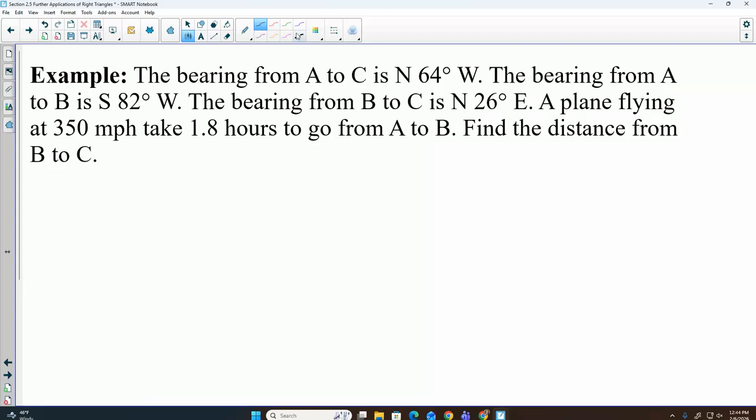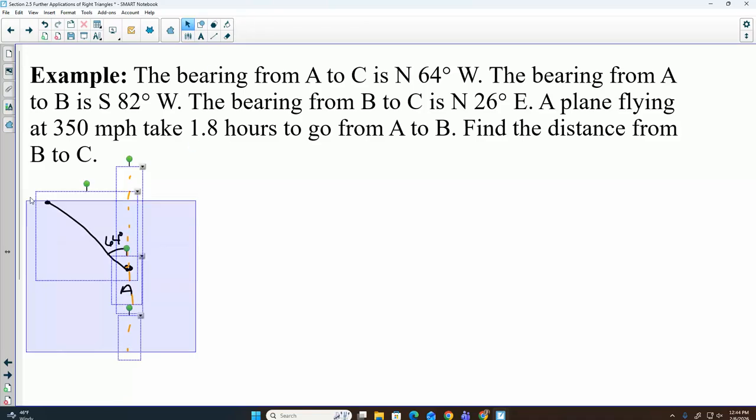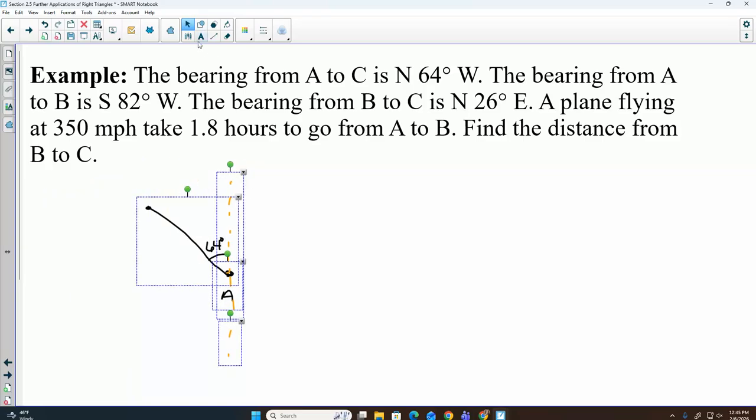The bearing from A to C. So I'm starting at point A. To get to point C, I'm giving a bearing. So if I'm going to measure bearing, we need a north-south line. So we are traveling north 64 degrees west. This angle right here, 64 degrees. I may have made this too close to my edge. Okay.